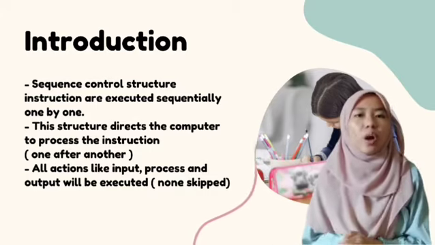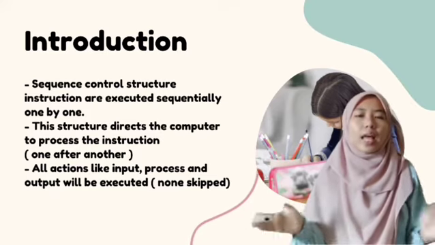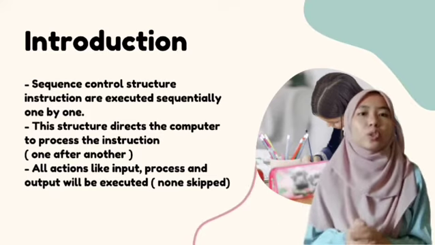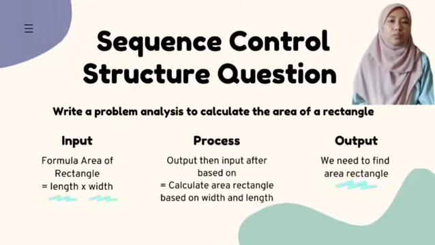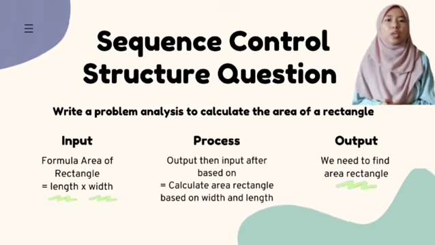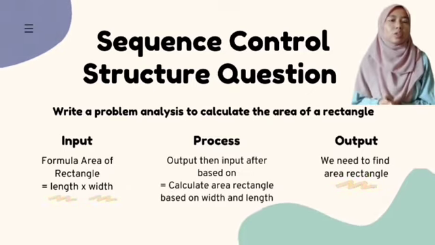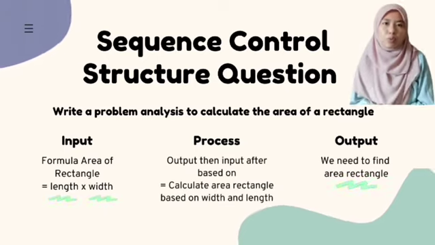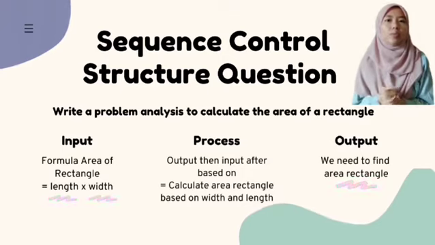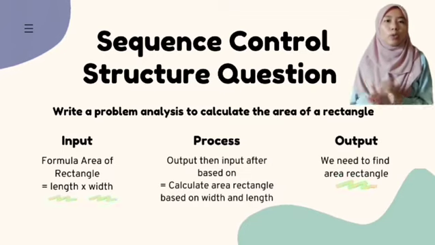Next, I will show you how to build a coding using a sequence control instruction. Before that, let's use one example question to show you clearly how to answer a question about this control instruction. The problem statement shows that we have to write a problem analysis to calculate the area of a rectangle. So firstly, step 1, we have to analyze the problem. From the question, we know the thing that we have to search for is the area of the rectangle, so we can categorize it as output.